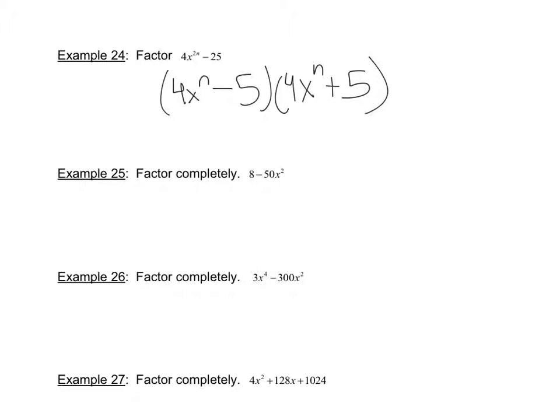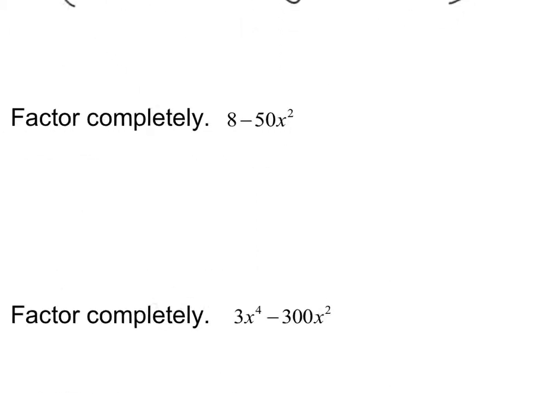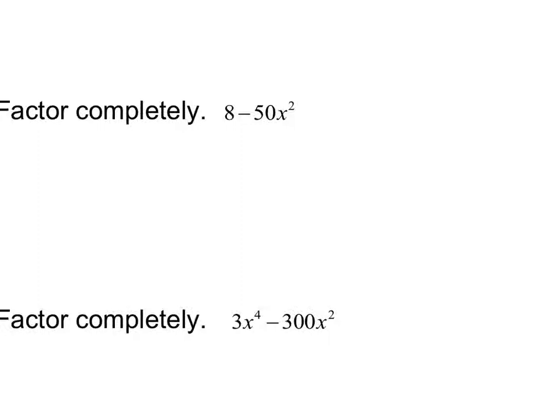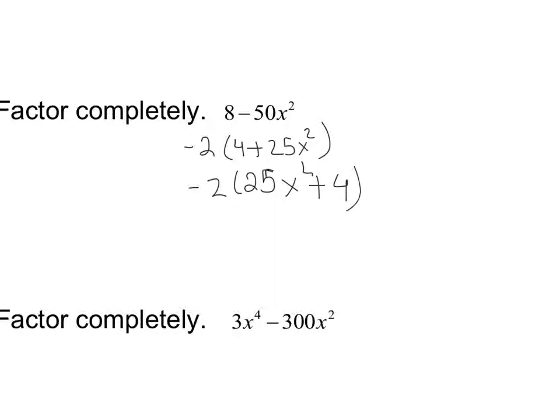Now, I would do a couple things here. So first, I'd factor out negative 2, and this would be 4 plus 25x squared. And then I like switching it. So I'd say negative 2 and then 25x squared plus 4. Well, both 25 and 4 are perfect squares. So you have 5x plus 4, 5x minus 4. Okay?